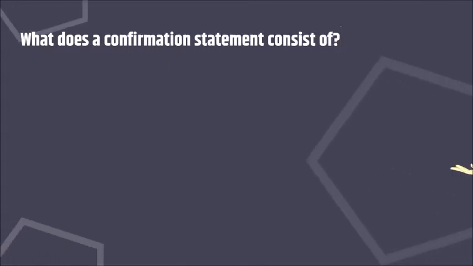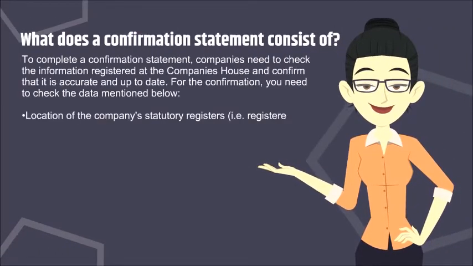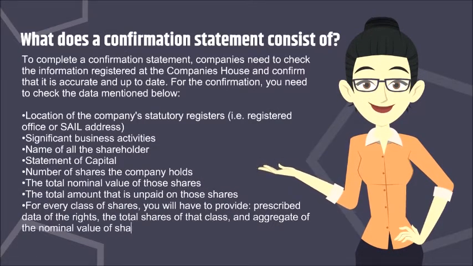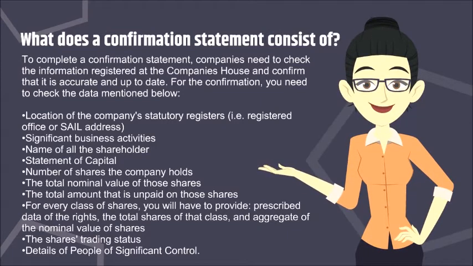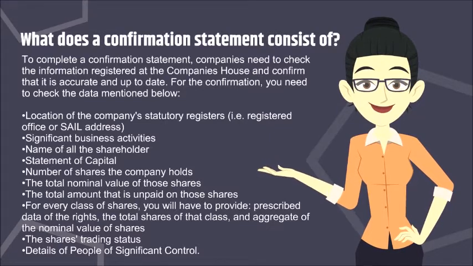What does a confirmation statement consist of? To complete a confirmation statement, companies need to check the information registered at the Companies House and confirm that it is accurate and up to date. For the confirmation, you need to check the data mentioned below. Location of the company's statutory registers, that is registered office or SAIL address. Significant business activities. Name of all the shareholders.